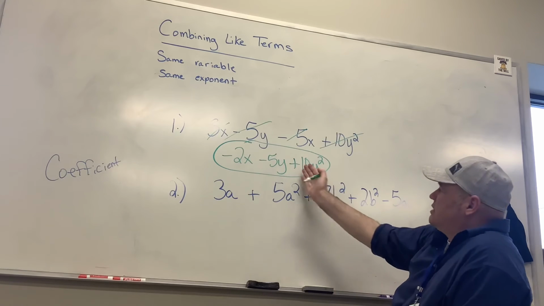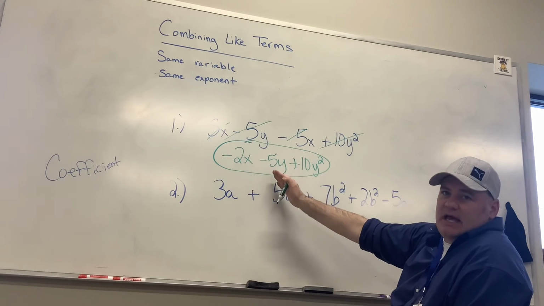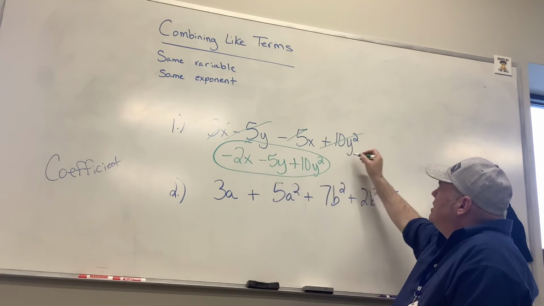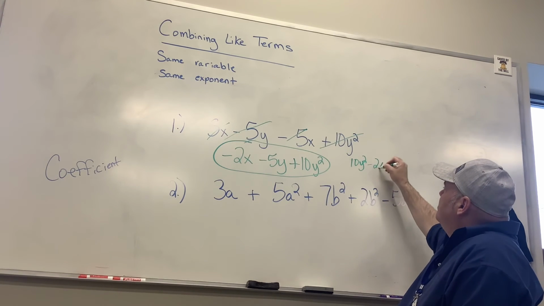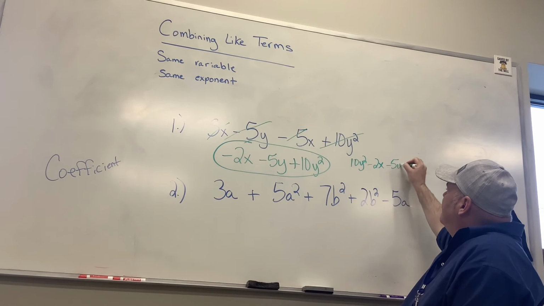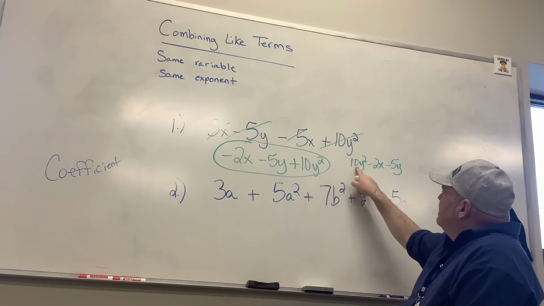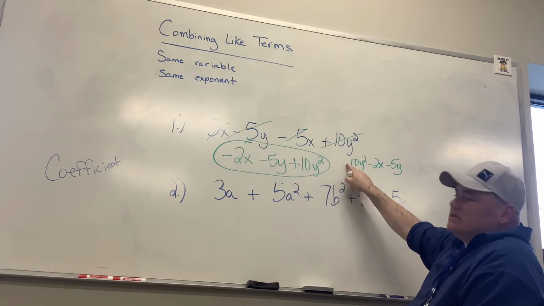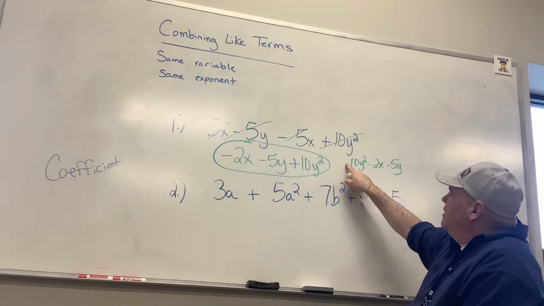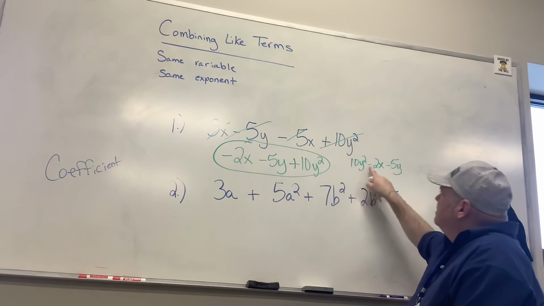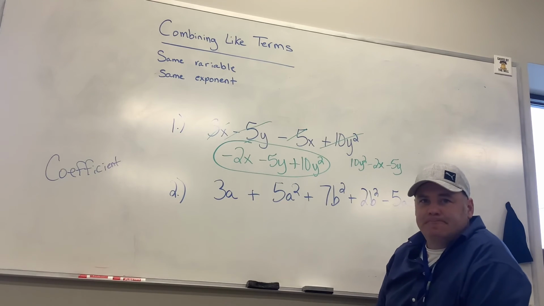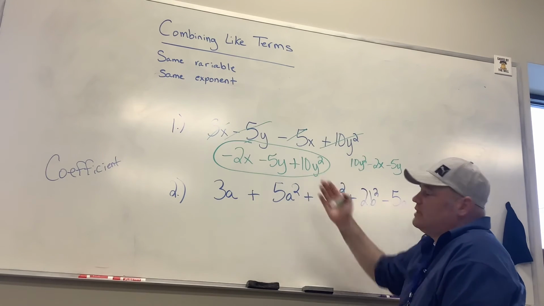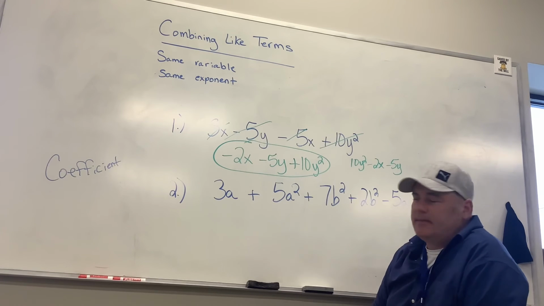Now, like I said, those can be in any order, just keep the signs the same. So let's say you wrote 10y squared minus 2x minus 5y, that's fine. As long as that 10y squared is still positive, which it is, it's at the beginning, so I don't need the plus sign there. And the negative 2x is still negative, and the negative 5y is still negative, then it's fine. Okay, that's the same answer as this answer, just different order.